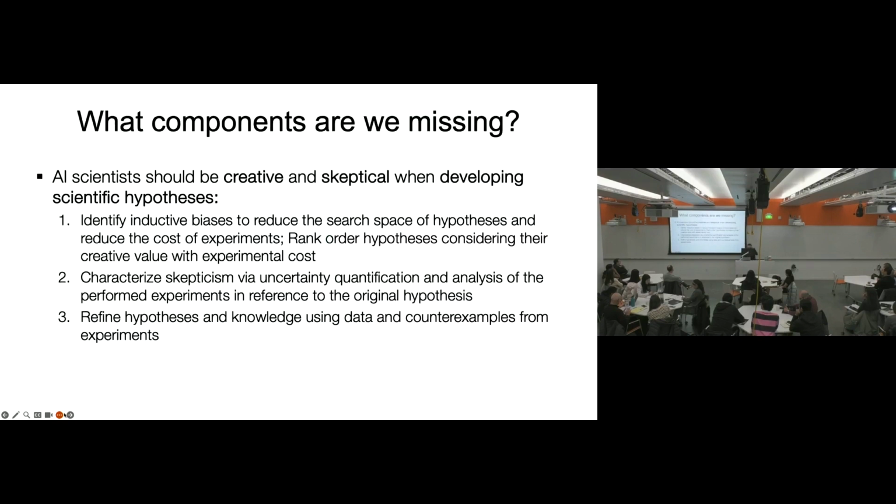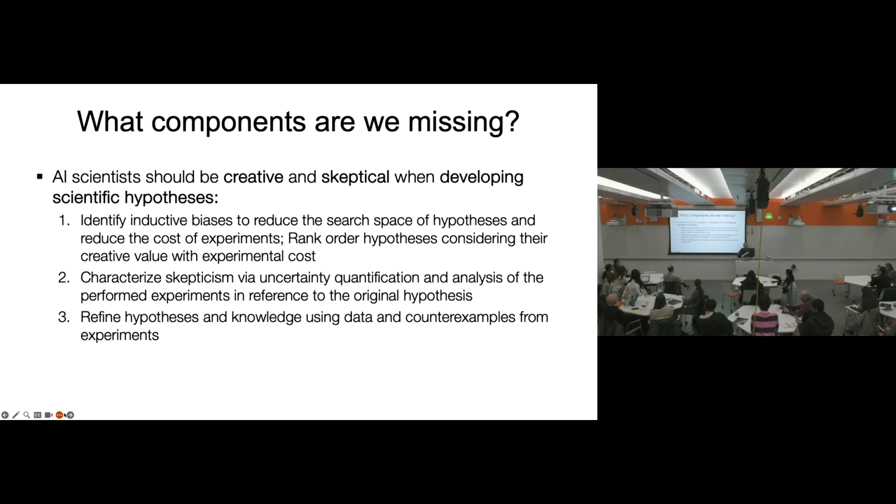Okay, so I would argue that an autonomous AI scientist system needs to be creative. It needs to be skeptical when developing scientific hypotheses. How would that look? I think of this AI scientist process in the form of 3 big steps. Step 1 would be to identify what kind of inductive biases are most helpful. And this connects well to the first presentation, which was this kind of question. Automatically find what inductive biases are most helpful for a specific scientific discipline in order to reduce the search space of hypotheses and reduce the cost of experiments.